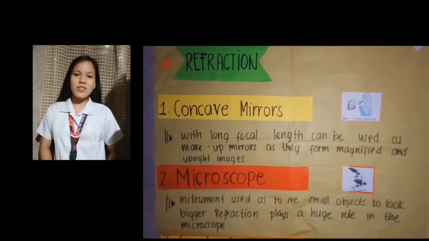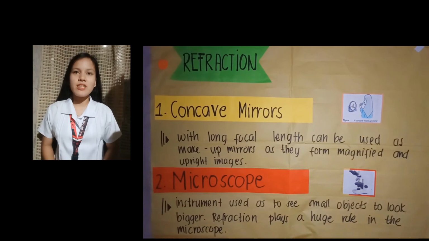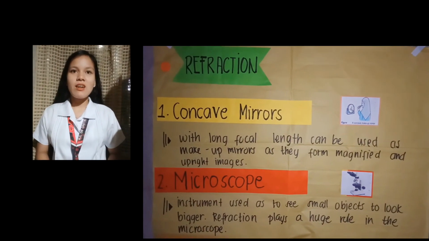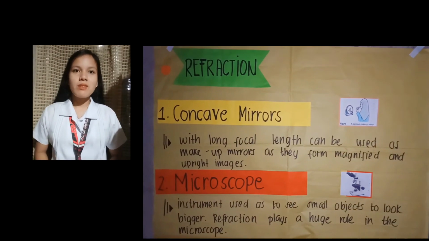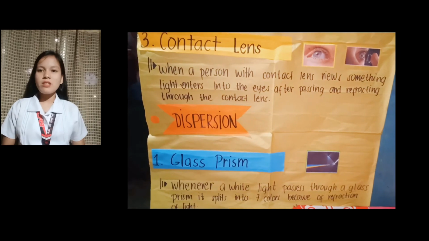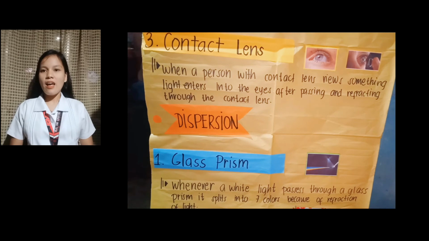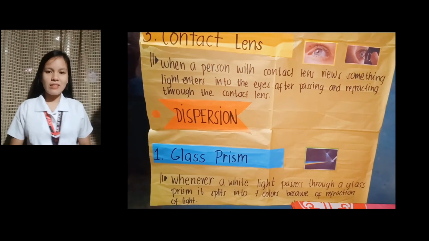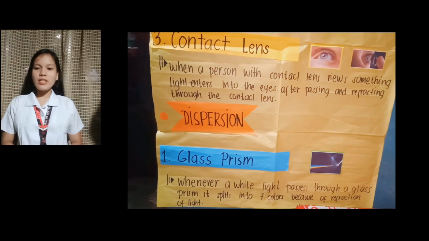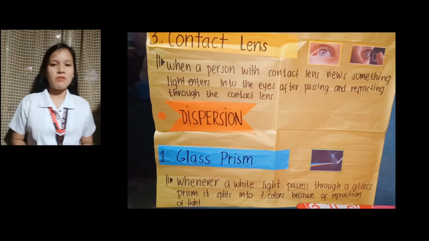In refraction, the examples are, first, concave mirrors with long focal length, which can be used as makeup mirrors as they form magnified and upright images. Number 2, microscope, an instrument used to see small objects. When a person with contact lenses views something, light enters the eyes after passing and refracting through the contact lens. The example of dispersion is the glass prism. Whenever white light passes through a glass prism, it splits into 7 colors because of refraction of light.